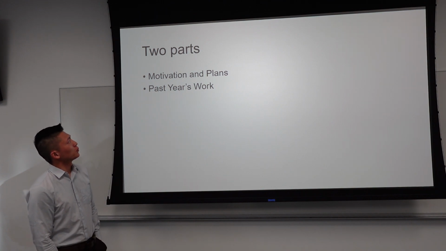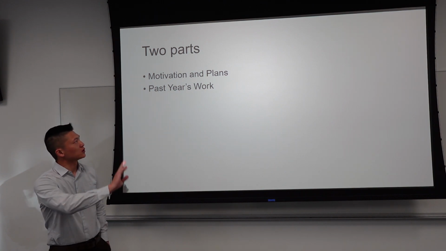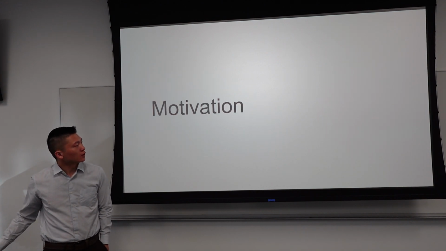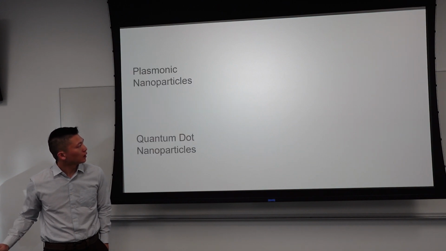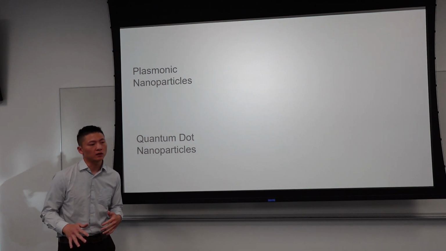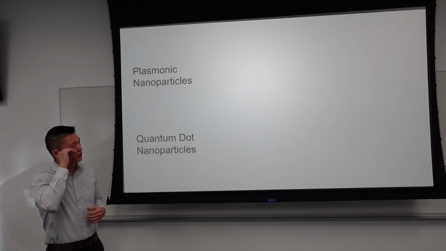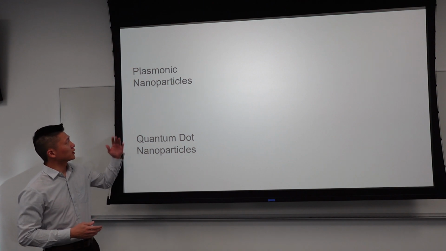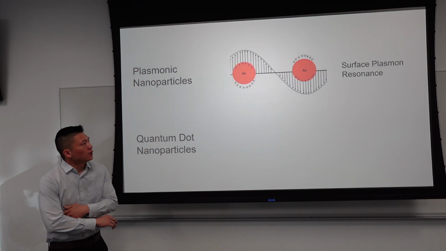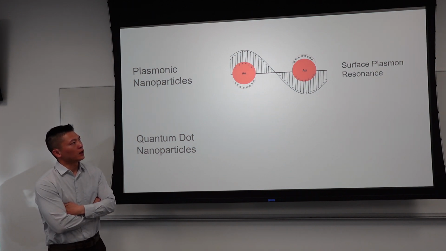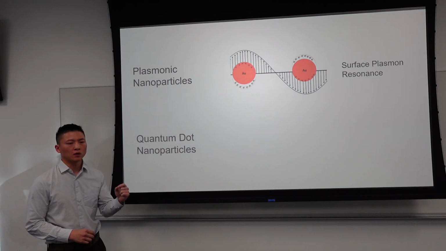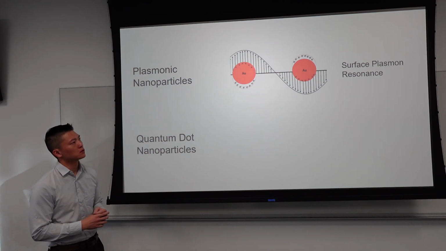It's going to be split up into two parts, motivation and plans, and then of course the past year's work. So let's begin with some motivation. There are two classes of nanoparticles that I'm going to be interested in, plasmonic nanoparticles and quantum dot nanoparticles. Essentially, nanoparticle materials have different properties from their bulk counterparts.